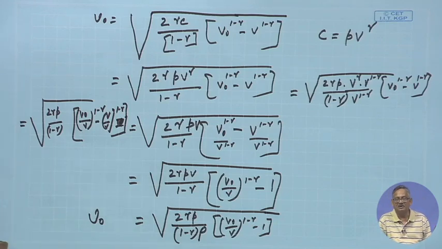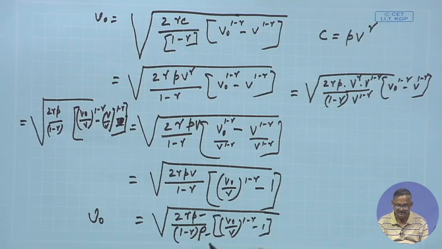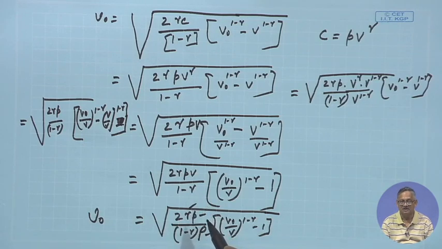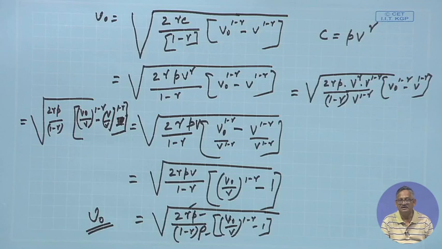So if we want to find out the velocity at the tip, for that we need to know the pressure, the density, and gamma, that is the heat capacity ratio, the ratio of specific heat at constant pressure to that at constant volume, and V0 and V, that is the specific volume at the tip and the specific volume at the inlet or somewhere inside. So if we know these, then the velocity at the tip V0 can be determined, right? Knowing of course these parameters which we are talking about.